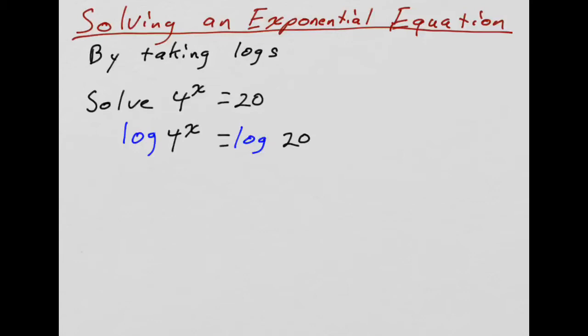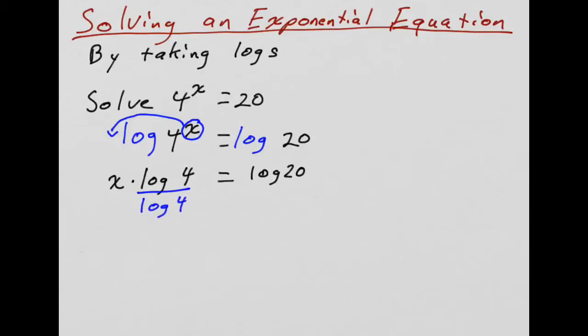And then once I've done that, I'm going to go ahead and use the power property. Using the power property will allow me to take this x here and bring it in front. So then we'll have x times log of 4 equals log of 20. Now I can solve for x. I want the x all by itself, so I'm going to divide both sides by log of 4.